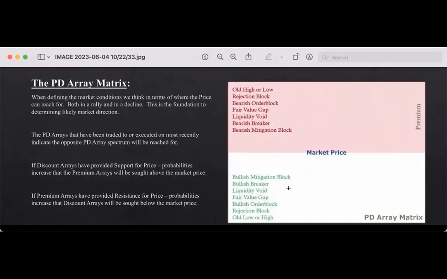Now we're going to bounce down lower to a discount PD array, and then we're going to go higher, but it's all inside of fractals with liquidity, okay? That's one thing he didn't know. Well, old highs and old lows and old highs, that's liquidity, okay?